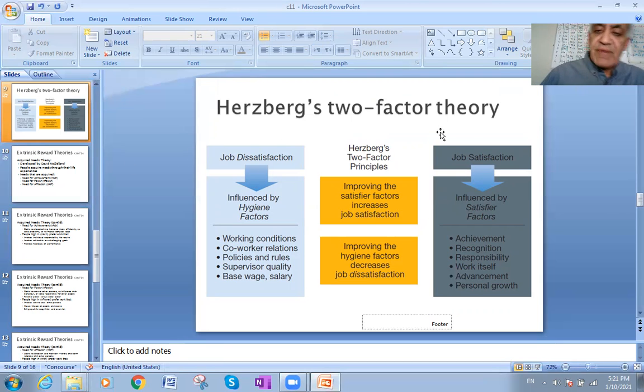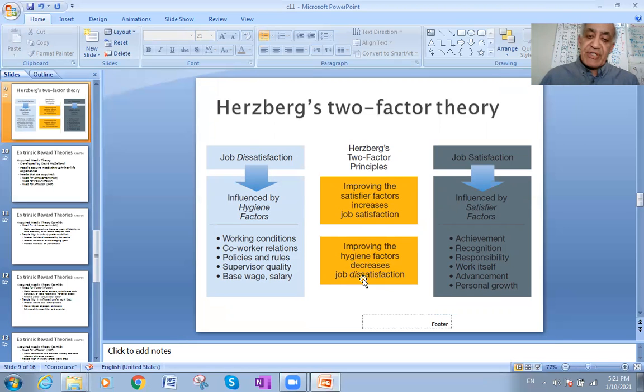So Herzberg's two factors theory shows us job satisfaction and job dissatisfaction. And he said we have two principal factors. We have hygiene factors and we have satisfier factors. So improving the hygiene factors will decrease job dissatisfaction. The people will be satisfied as long as you improve the hygiene factors.